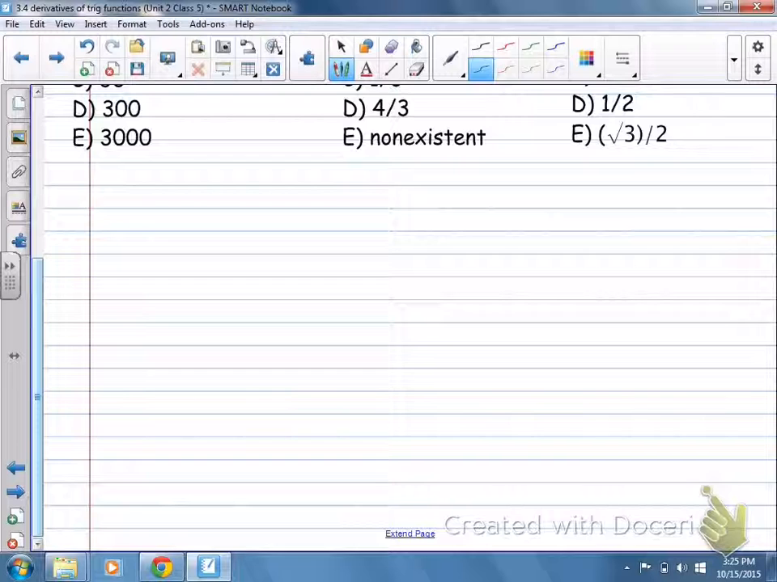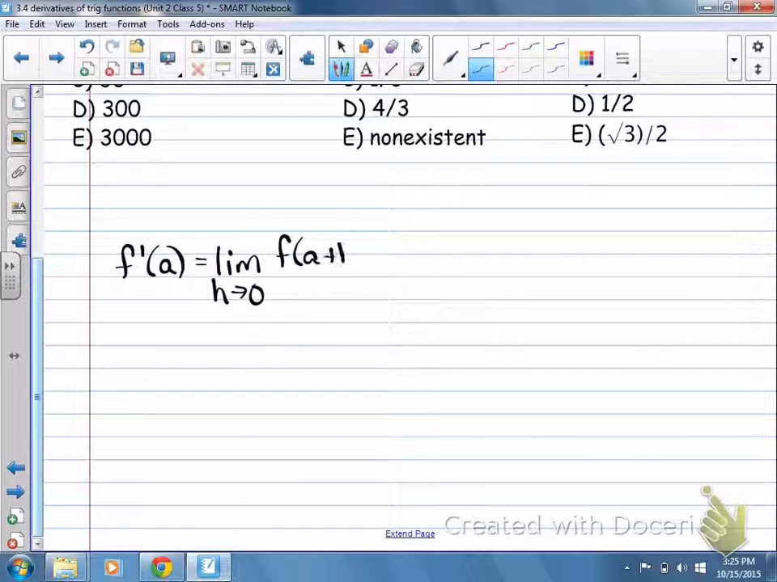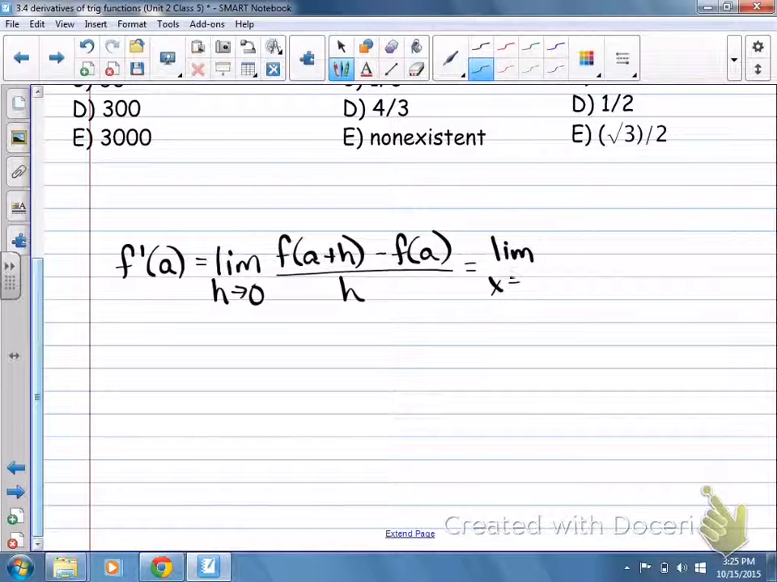okay, well, the definition of the derivative says that f prime of a is equal to the limit as h goes to 0 of f of a plus h minus f of a all over h, and it's also equal to the limit as x goes to a of f of x minus f of a all over x minus a. Remember that started out as the slope of the tangent, and then we've redefined that as our derivative.